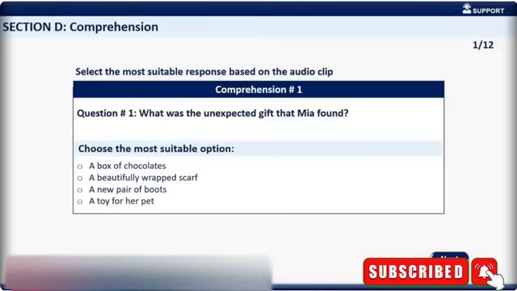Okay, so now let's attempt the first questions. Okay, so there will be 3 questions based on that audio. So the first question is, what was the unexpected gift that Mia found? The options that we have are a box of chocolates, a beautifully wrapped scarf, a new pair of boots, a toy for her pet. The correct answer for this question is going to be a beautifully wrapped scarf. Let's move on to the next question.